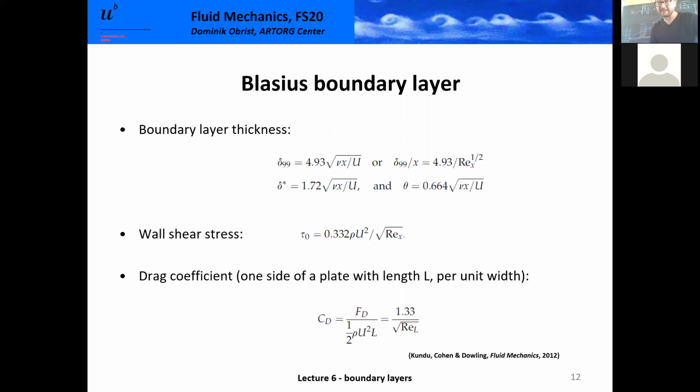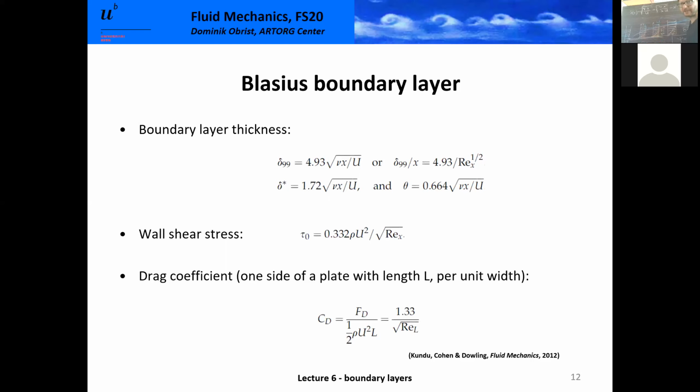Now, what did I say about this wall shear stress? Well, at the wall itself, we have zero velocity. We do have a certain gradient, so we will experience a shear stress, tau at the wall, right? Because we have these viscous forces.